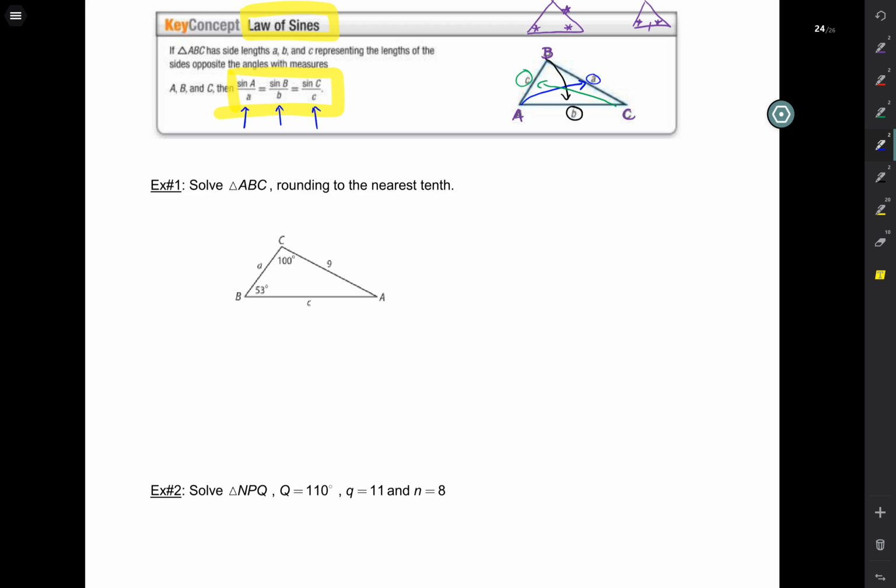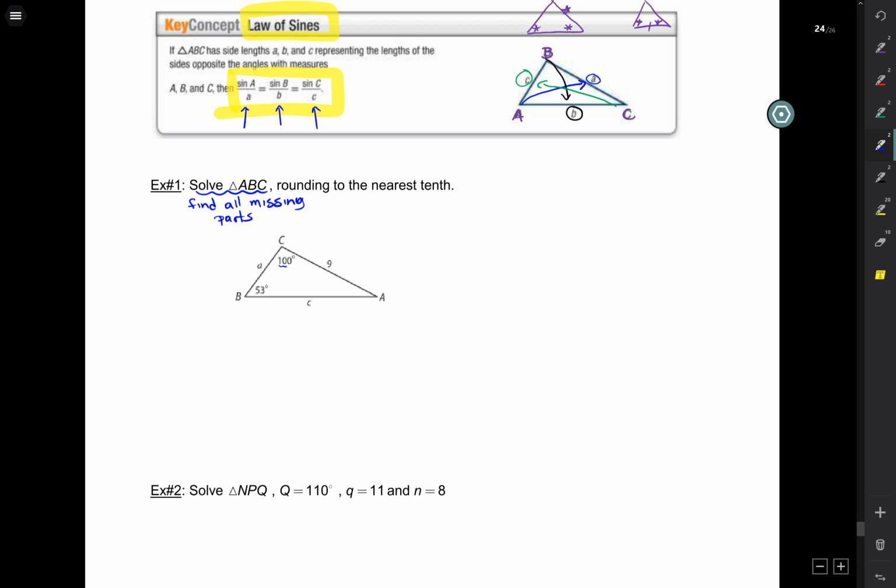Here we have a triangle, and it says to solve ABC. So to solve triangle ABC means to find all missing parts. Now, we know that a triangle has 3 angles and 3 sides. That's a total of 6 parts. In order to be able to solve a triangle, you're going to be given 3 of the 6, and then you have to find the remaining 3. All right? So here, take a look.